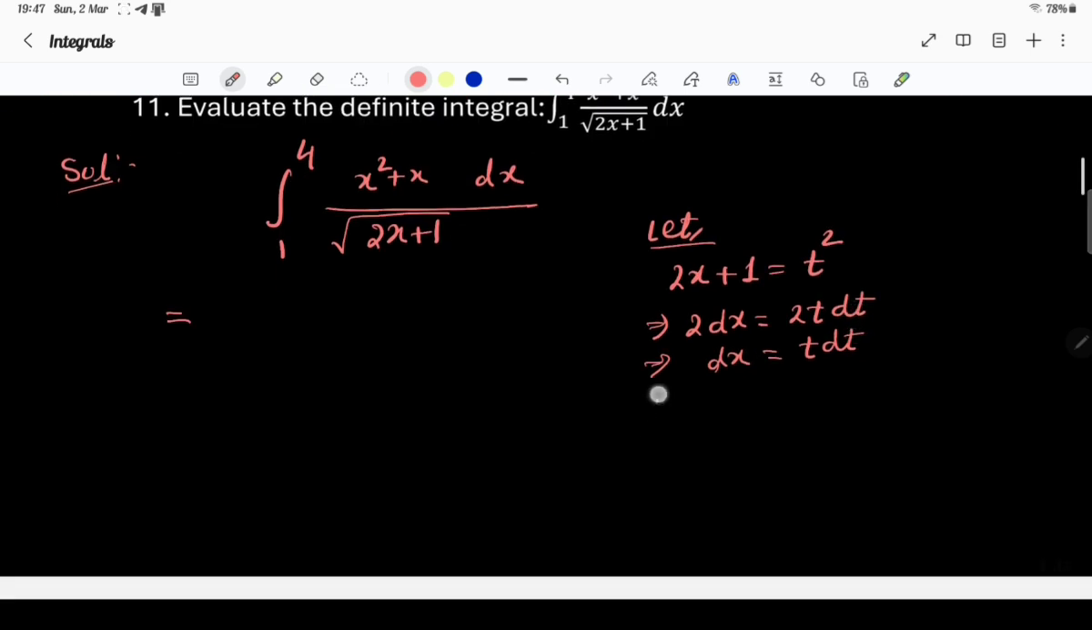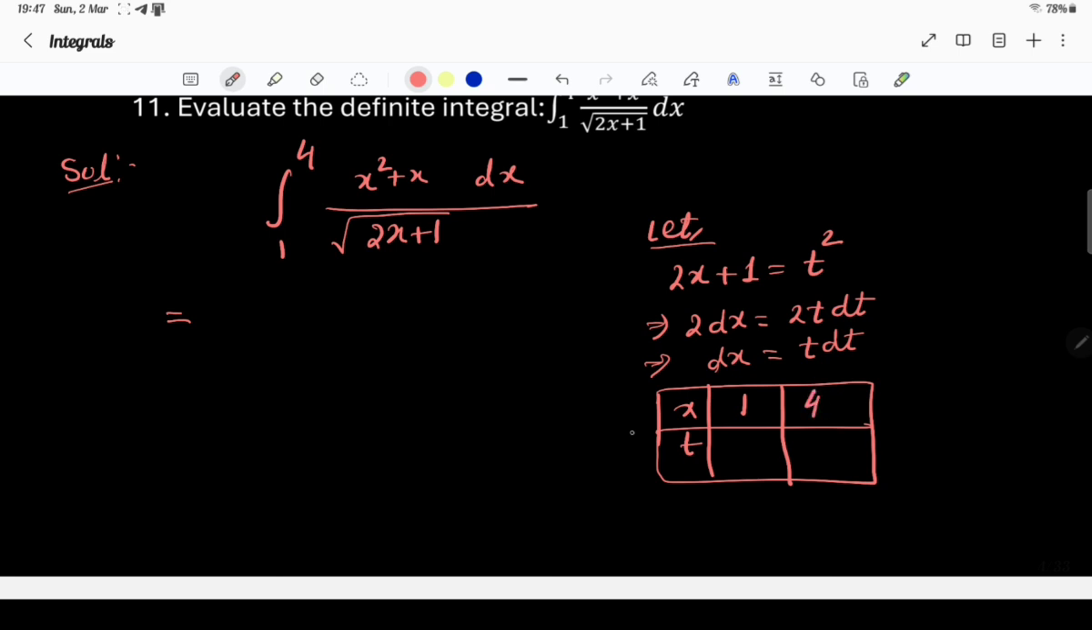Now change the limit also, here for x and t. As you know this is definite integration, so আমাদের ভেরিয়েবল চেঞ্জ করলে লিমিটও চেঞ্জ করতে হবে, okay, so x is from 1 to 4, t will be, so put here x equals to 1, if you put t square is equals to 3, no, it will be root 3, okay, and if you put x equals to 4 it will come 9, so 3, root 3 to 3, so put here root 3 to 3, okay.